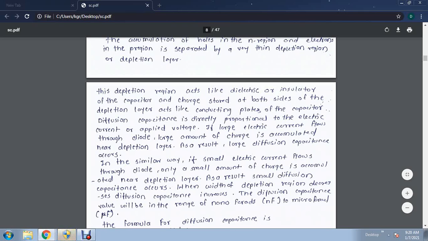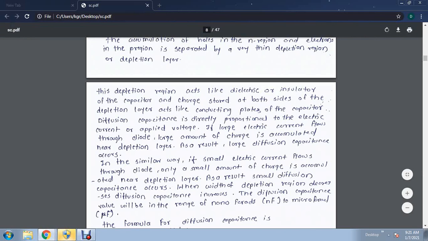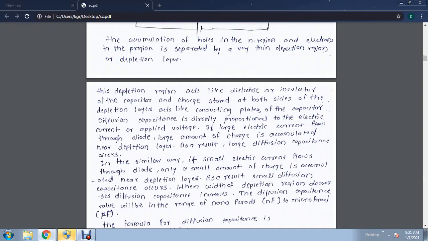Diffusion capacitance is directly proportional to the electric current from the applied voltage. If a large current flows through the diode, a large amount of charge is accumulated near the depletion region. As a result, large diffusion capacitance occurs. In a similar way, if a small electric current flows through the diode, only a small amount of charge is accumulated here, and the diffusion capacitance is small.